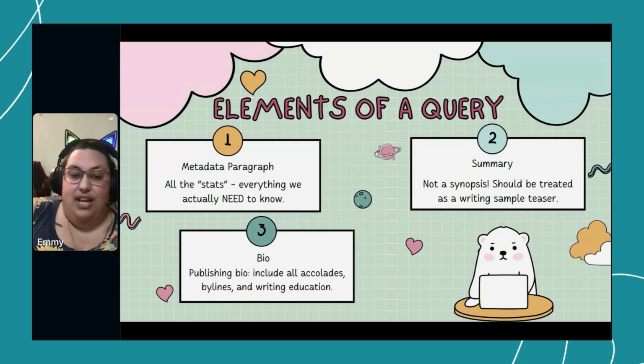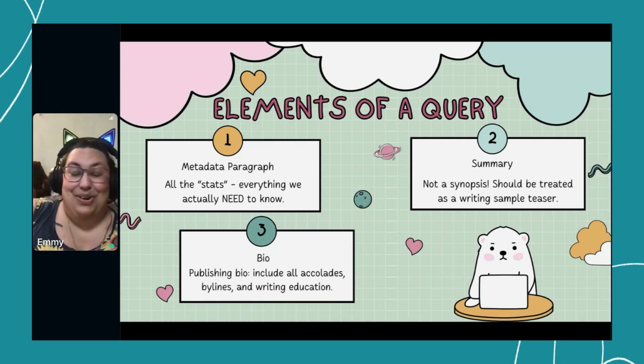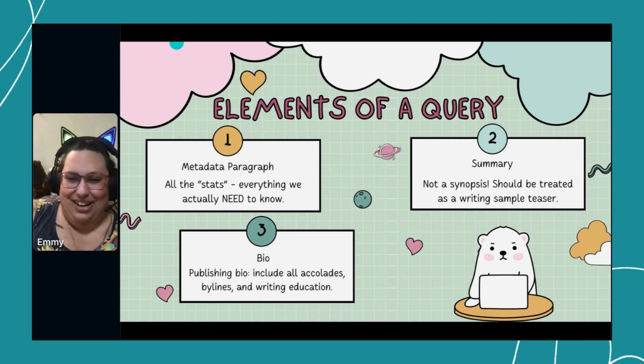Last but not least, before you sign off, you want to include a bio. This part sounds really simple, but I get so many letters that don't have a bio in them at all. Zero bio, no information about the author.